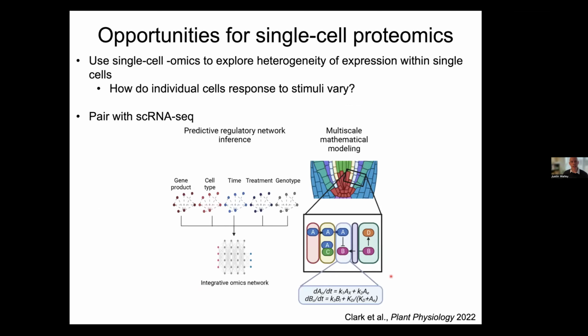And then finally, I think opportunities for single cell proteomics. I see one that's readily available, and that's using it to explore heterogeneity within single cells. But in particular, how can we address how individual cells of a given cell type respond very differently to stimulus? So whether this is hormone or abiotic, like salt or something like that. But again, how do individual cells respond differently? And can we pair this with RNA sequencing in a higher throughput manner to really get at predictive regulatory networks and mathematical modeling of what's going on in these cells?